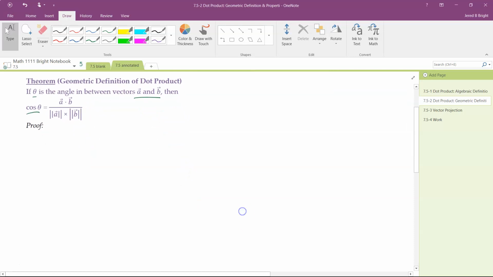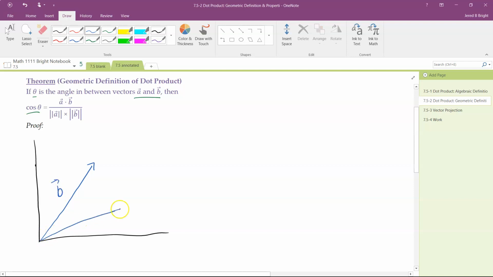The proof is going to use a favorite law of ours. So let's take a look. Let's draw this out. We know that we have two vectors. I'm going to call this vector B, and this one vector A. And then we know that theta is the angle between them. That's all we know.